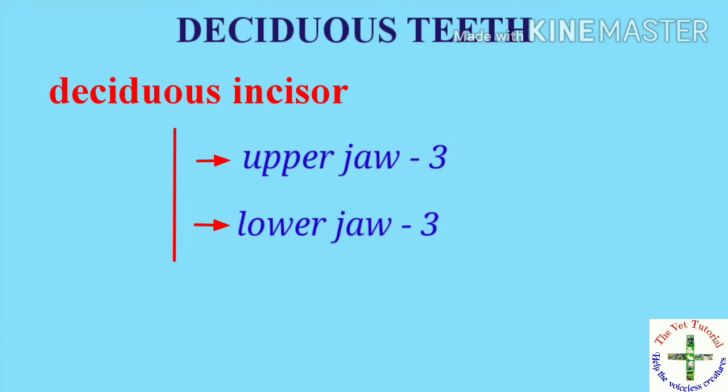First, deciduous teeth. The upper half of the jaw and the lower half of the jaw both contain 3 deciduous incisors. Then deciduous canine. The upper half of the jaw and the lower half of the jaw both contain 1 deciduous canine. Then deciduous premolar. The upper half of the jaw and the lower half of the jaw both contain 3 deciduous premolars.